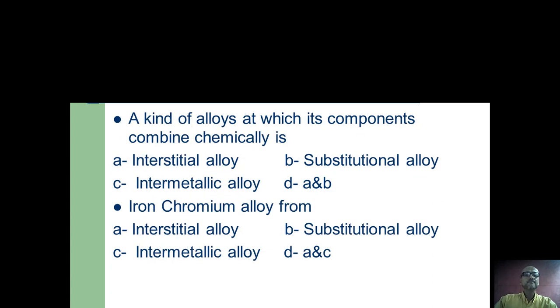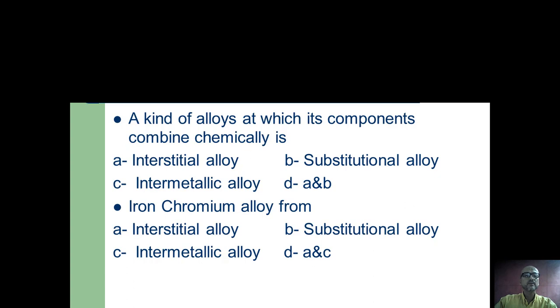Next, a kind of alloys in which its components combine chemically. Is it interstitial, substitutional, or intermetallic, or A and B? The correct answer is, excellent, C, intermetallic. Only this kind of alloys has a chemical reaction between its components.